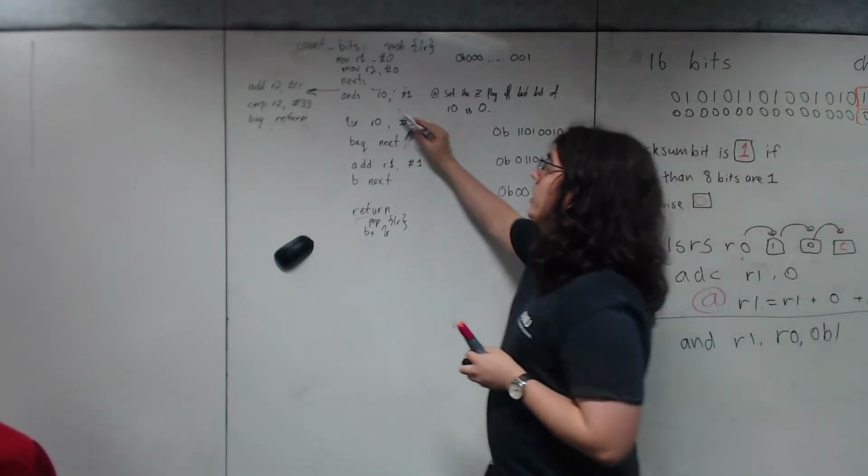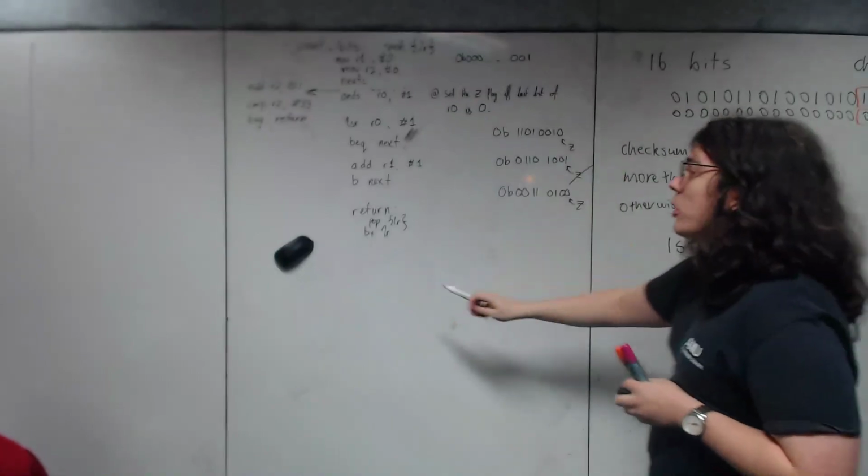Key here, I guess, is you need to set the flags when you do the AND operation, and then you branch conditionally based on those flags.